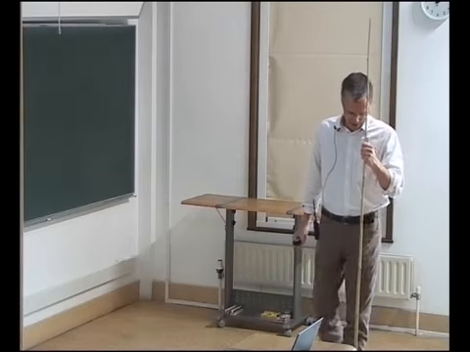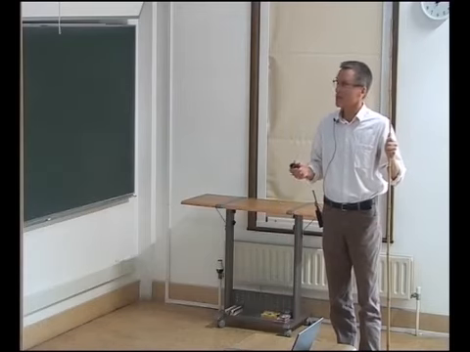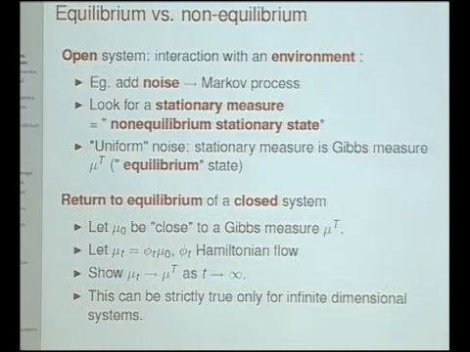That's better, yeah. Okay. So if you think about Hamiltonian dynamics and you want to ask about statistics of the motion, what sort of distributions describe the statistics? Of course, if you have a closed system, just the Hamiltonian dynamics, then it's the Liouville measure, or maybe restricted to constant energy. When you have an open system and you are in equilibrium, then it's the Gibbs measure. And if you are not in equilibrium, then you basically don't have such a formula.